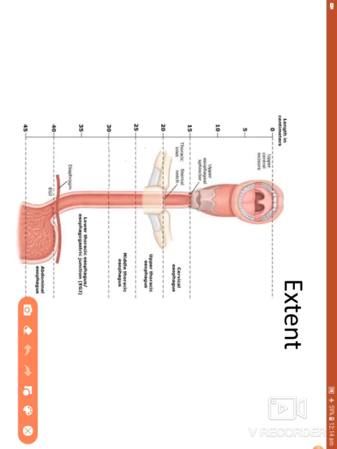The esophagus is a muscular tube. It extends between the pharynx, here you can see the pharynx, and the lower part, the stomach. This region is the esophagus. The pharynx terminates at the level of the cricoid cartilage, and then it continues as the esophagus.